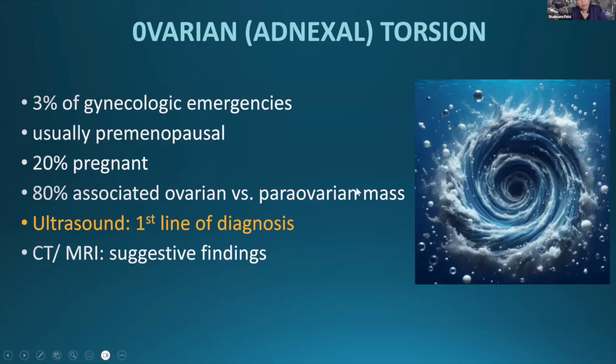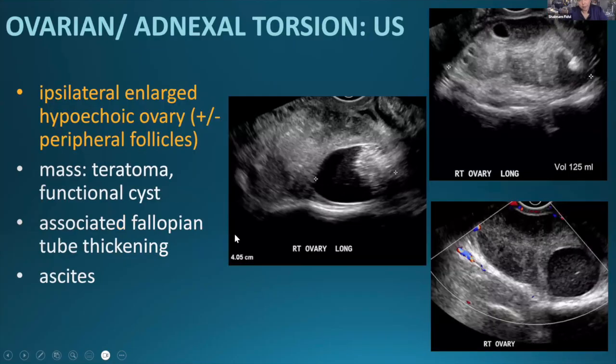Now, about 20% of pregnant patients will experience adnexal torsion, and in the vast majority of patients, almost 80%, it's associated with an ovarian or a paraovarian mass. Ultrasound is the first line to evaluate patients with adnexal torsion, and CT and MRI are typically reserved for more complicated cases or problem solving because of suggestive findings.